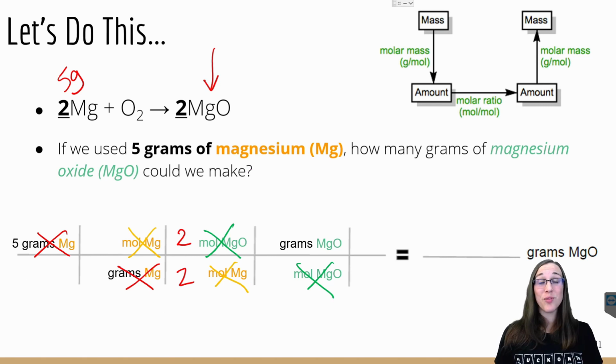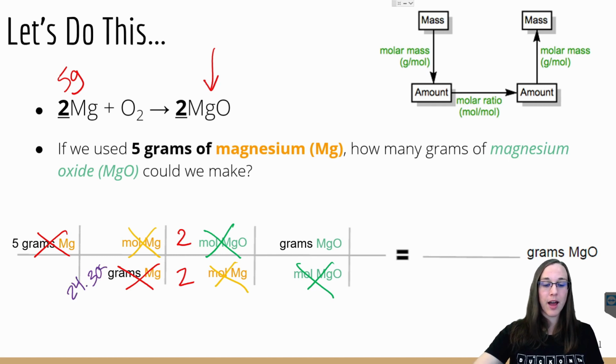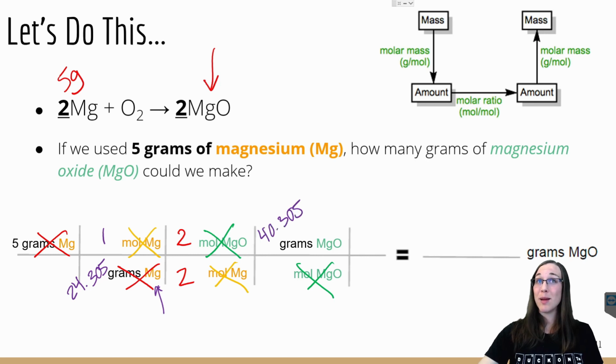All right, so for the molar masses of our magnesium and magnesium oxide, we just need to look at our periodic table. For magnesium, that was 24.305 per 1 mole of magnesium. And conveniently, we already calculated magnesium oxide's molar mass in the quick review at the start of the video. And that, if you remember, was 40.305 grams of MgO per 1 mole of MgO.